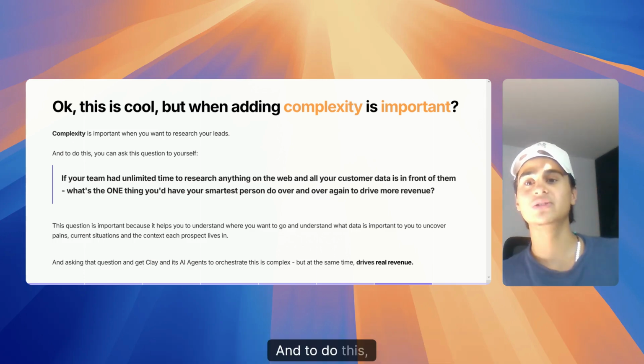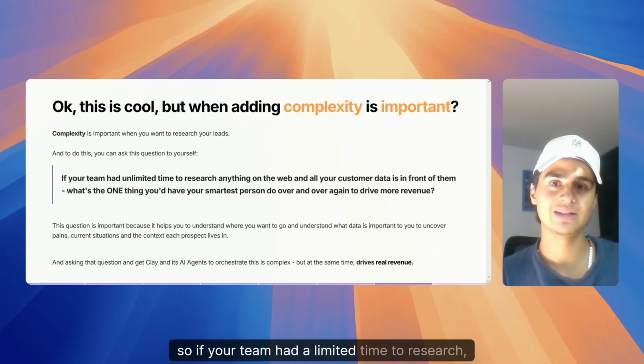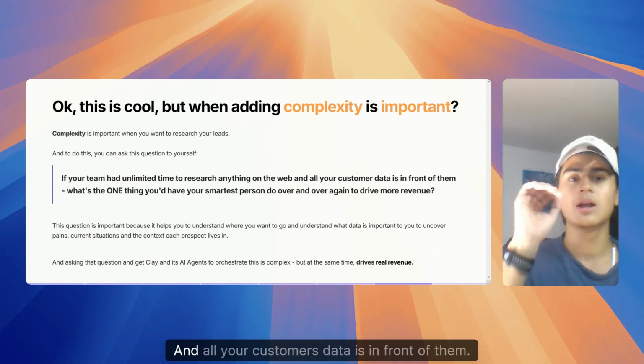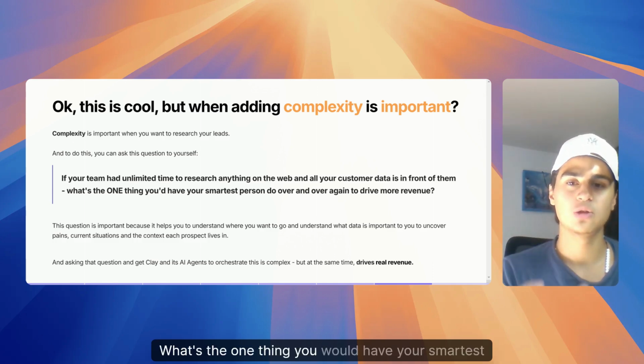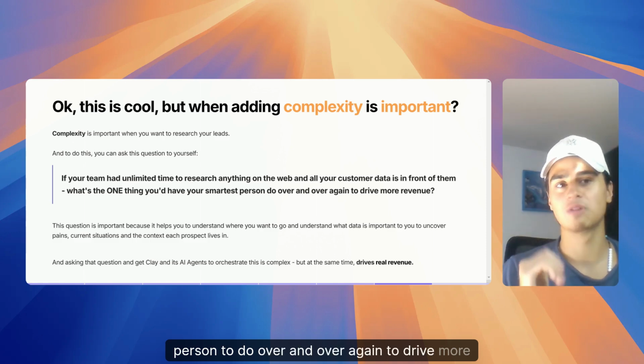Okay, and to do this you can ask this question to yourself. All right, so if your team had unlimited time to research anything on the web, could be anything, and all your customers' data is in front of them, what's the one thing you would have your smartest person do over and over again to drive more revenue?